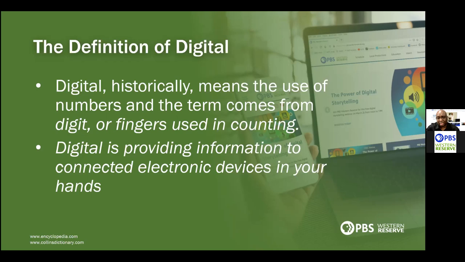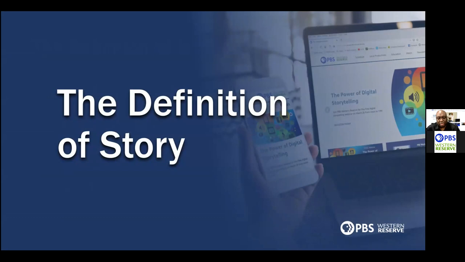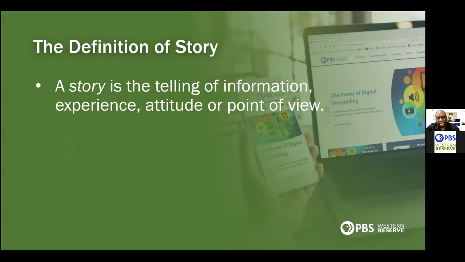Now let's look at story. You're here for a reason, and you have a story to tell, but what story are you telling? Well, let's look at the definition of story. Again, there are many definitions. The first one: a story is a telling of information, experience, attitude, or point of view. If you're a corporation, you're trying to provide information or a point of view to your target audience. If you are a community organizer and you want to change the attitude or point of view of a community, you have a story to tell.